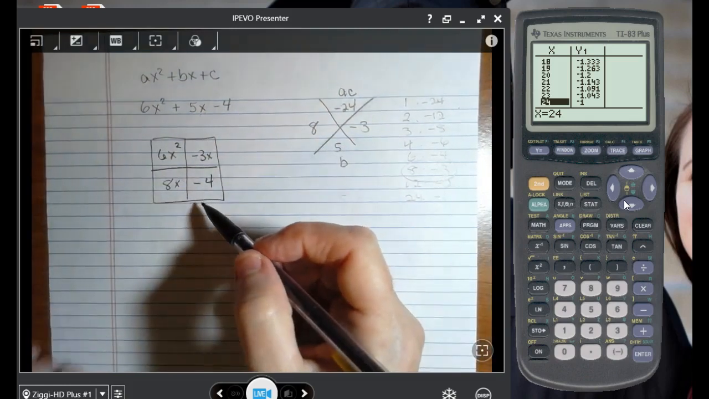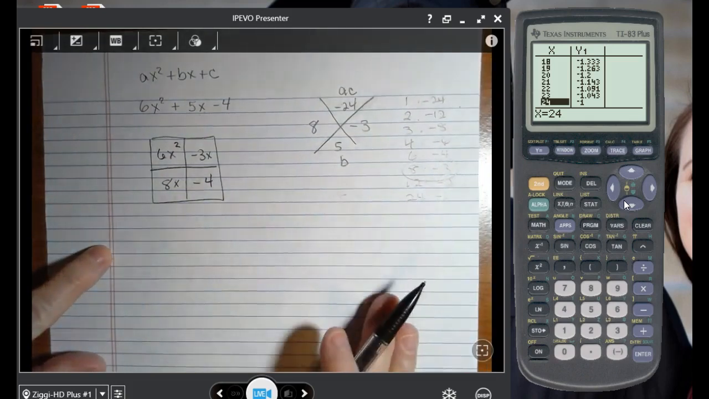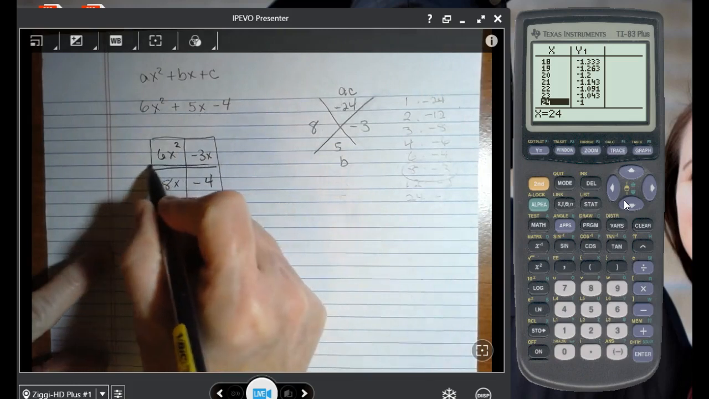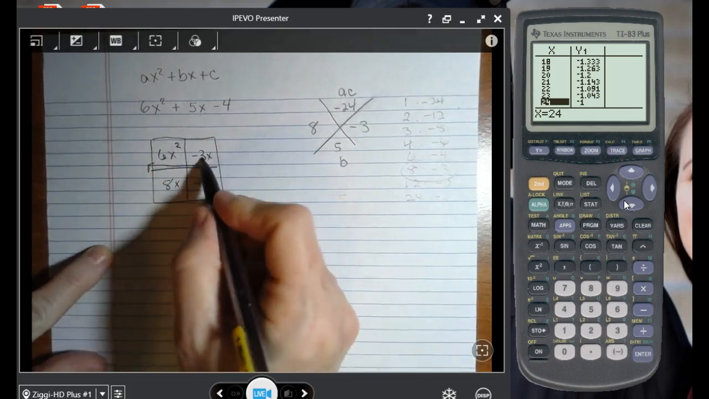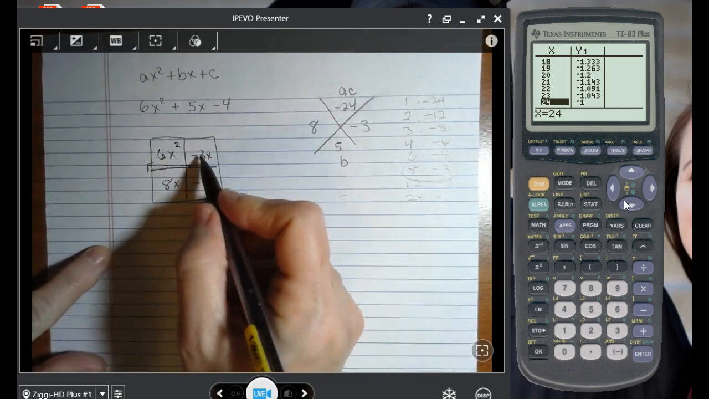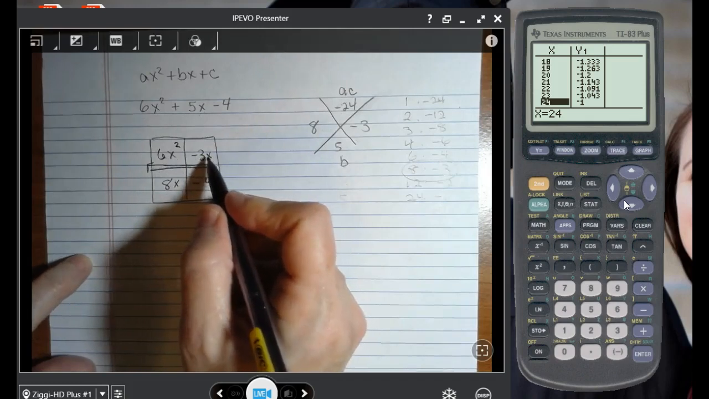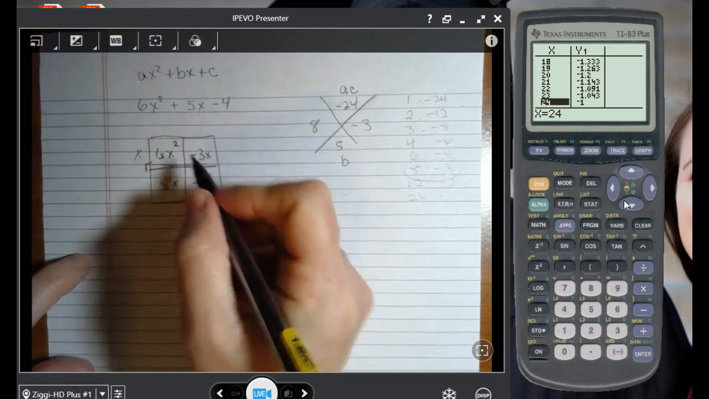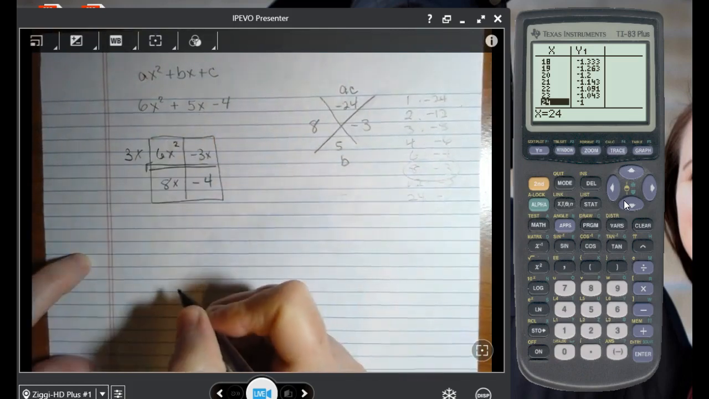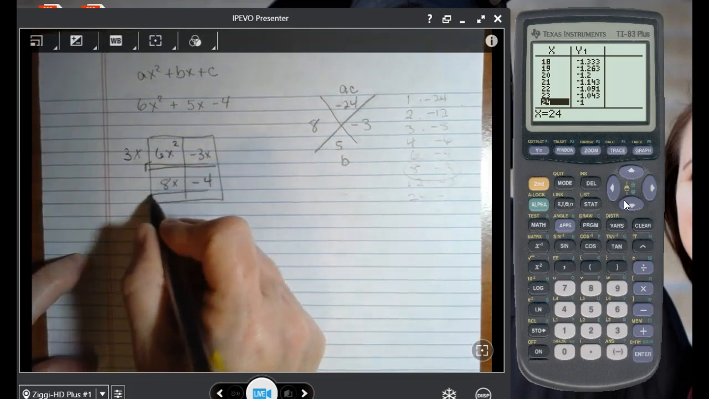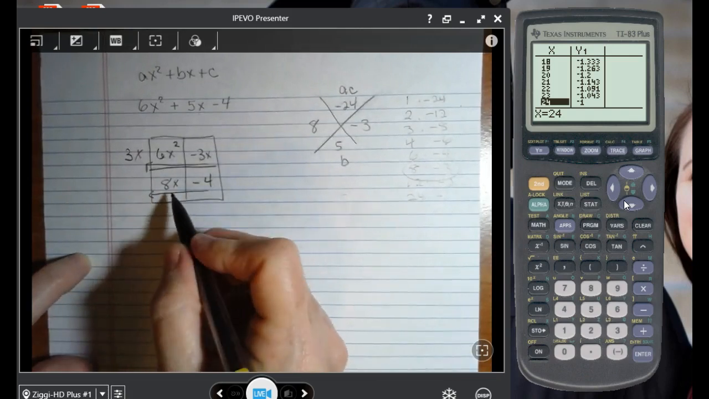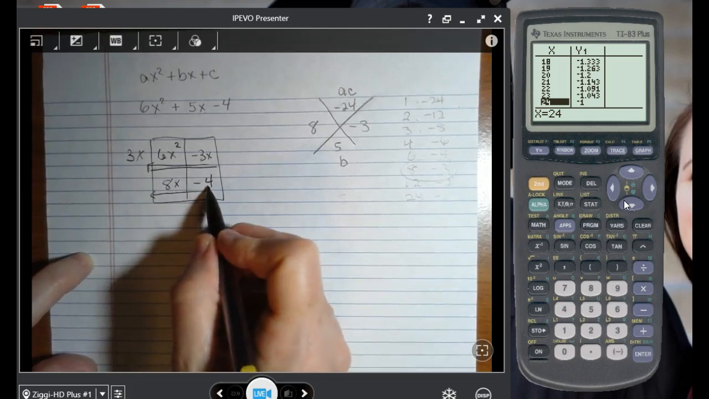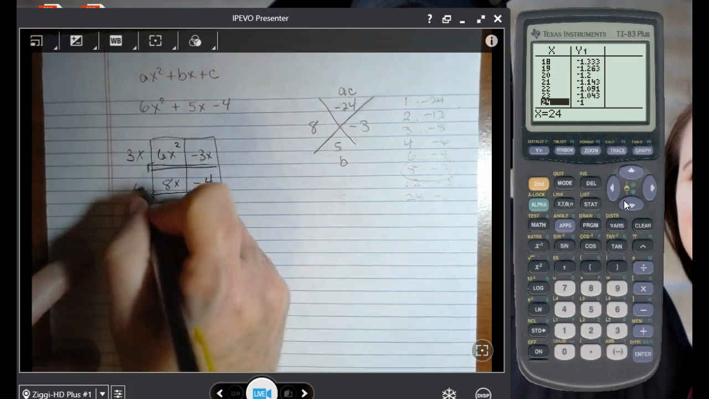Okay. So at this point, we're going to look at this row, and I want to find the greatest common factor. What can I divide out of both of these? So I can divide an x out of them, and I can divide a 3. Okay. I'm going to look at my second row, and I'm going to say, okay, what's my greatest common factor here? And it looks like 4. So I can factor a 4 out.